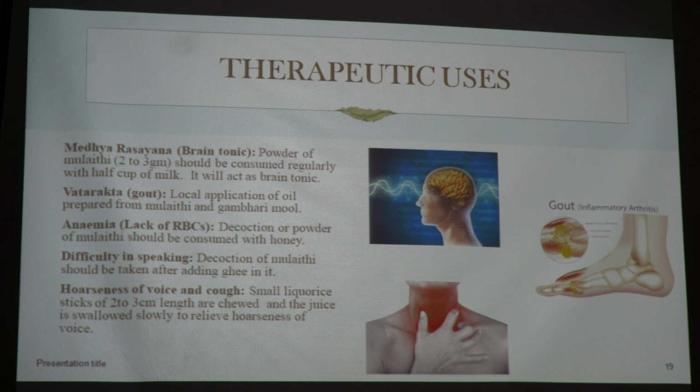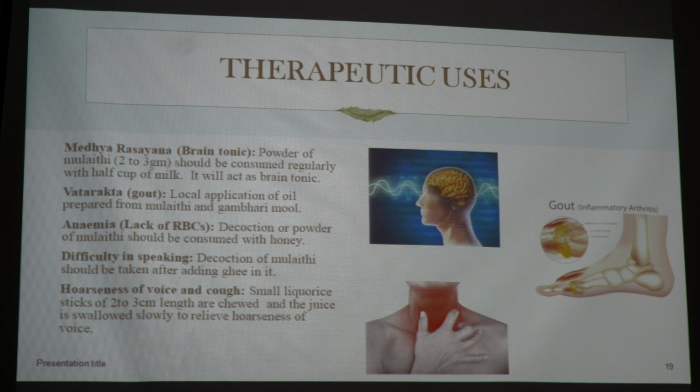Second is Vatrakta, gout. Gout is basically deposition of uric acid. Local application of oil prepared from mulethi root and gambhari root, which is also available in the market. You can purchase from there. Local application of oil prepared from these 2 plants can be used in gout.